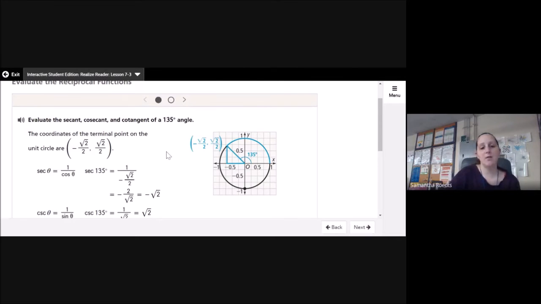So the secant of theta equals 1 over the cosine of theta. So secant of 135 equals 1 over the square root of 2 over 2, and it's negative.